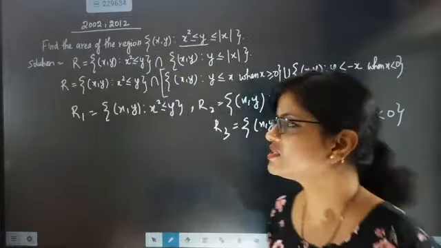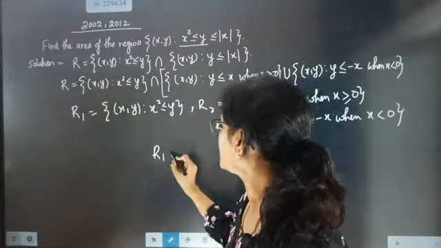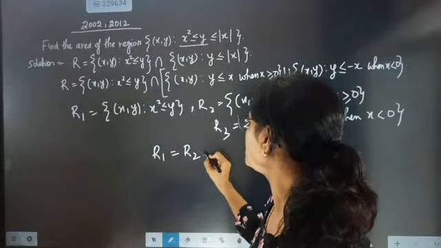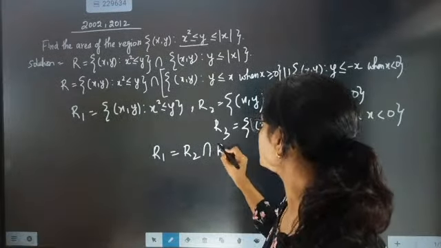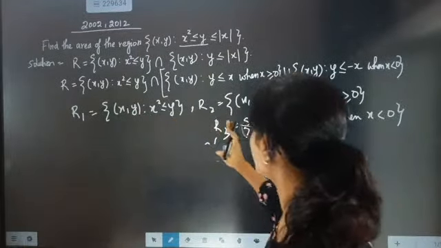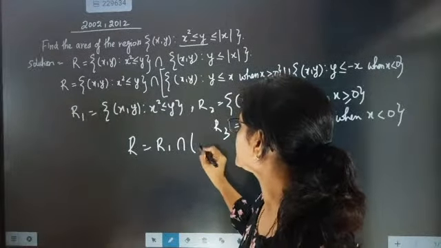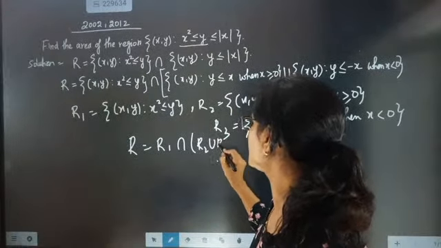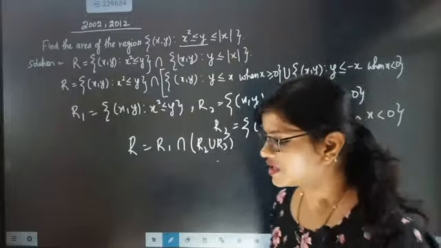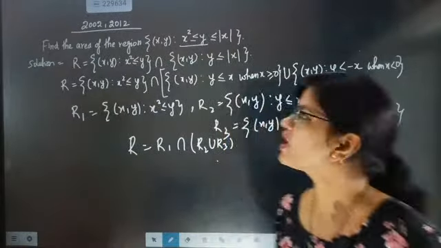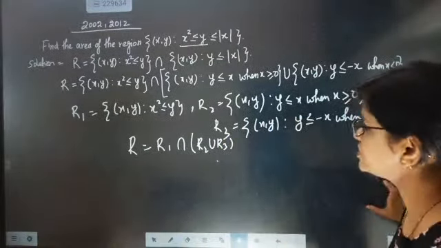So overall we can say right now that region R equals R1 intersection (R2 union R3). So R2 and R3 are for the modulus region.